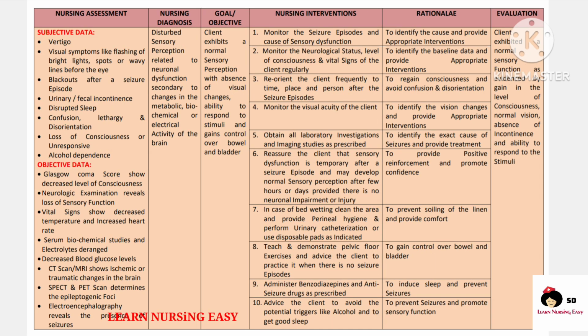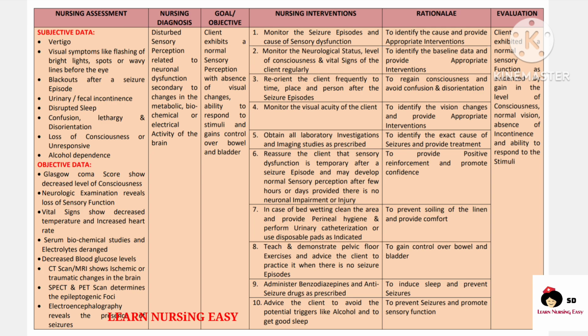Okay, patients with seizures will have changes in vision, and also in the postictal period they will have incontinence of urine or feces. I made a diagnosis: disturbed sensory perception related to neuronal dysfunction secondary to changes in the metabolic, biochemical and electrical activity of the brain. Okay, our goal is to exhibit a normal sensory perception.